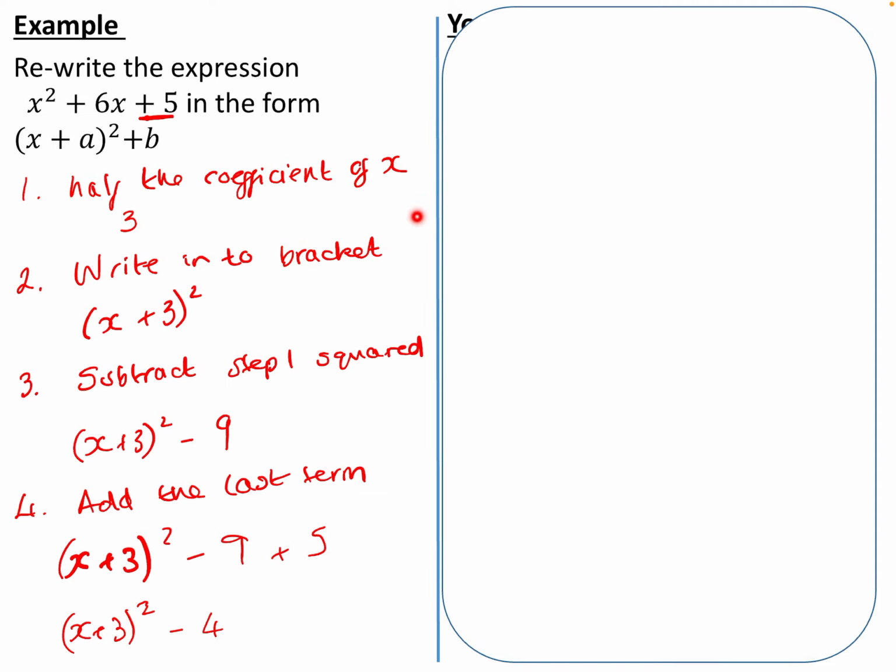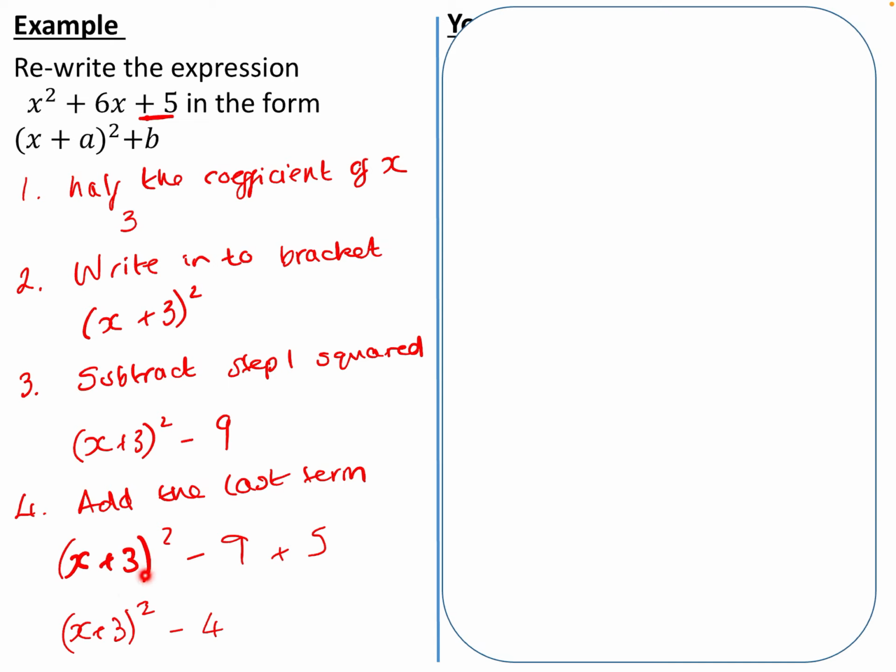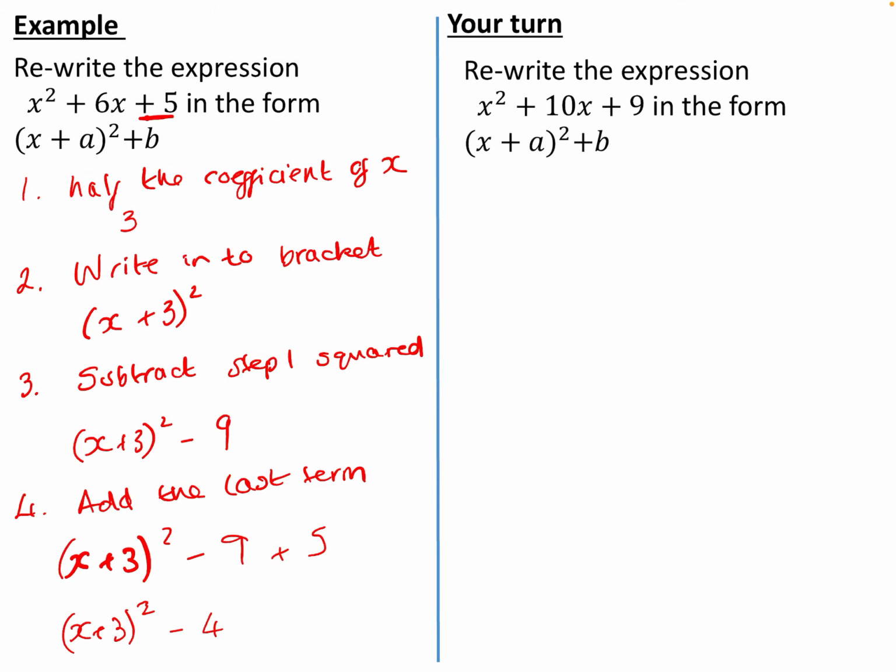So the first three steps are exactly what we did yesterday. Step 4, we just have to make sure we can include this section here in my completed square form, and that's why this number here is not just simply the square of this number. Can you please pause the video and write this down as an example? And then have a go at the one on the right on your own.